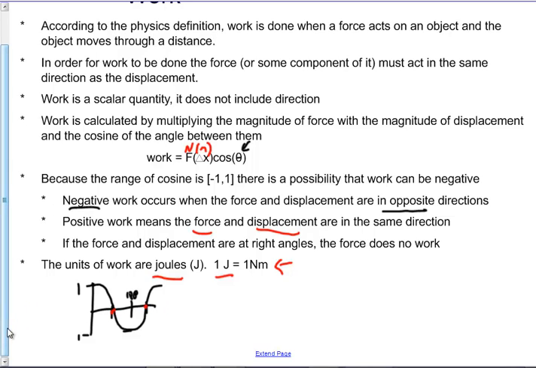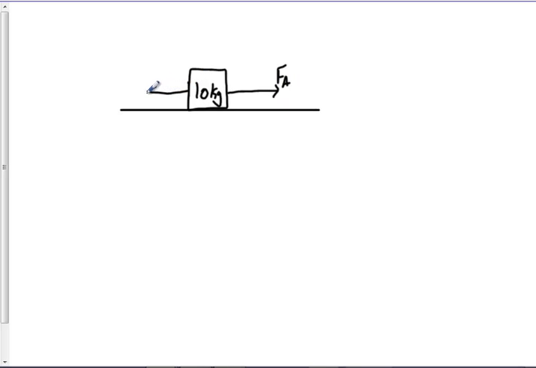Now let's go ahead and take a look at an example and see if we can use this definition. I'm going to start with an example that has a lot going on, but none of it's going to be super tricky. So I have the ground sitting here, and let's go ahead and put a box on the ground. And to keep the math easy, 10 kilograms. We're going to apply a force this way, Fa, against a frictional force this way, Fk, and we're going to move the box 5 meters to the right. So we're going to have motion this way.